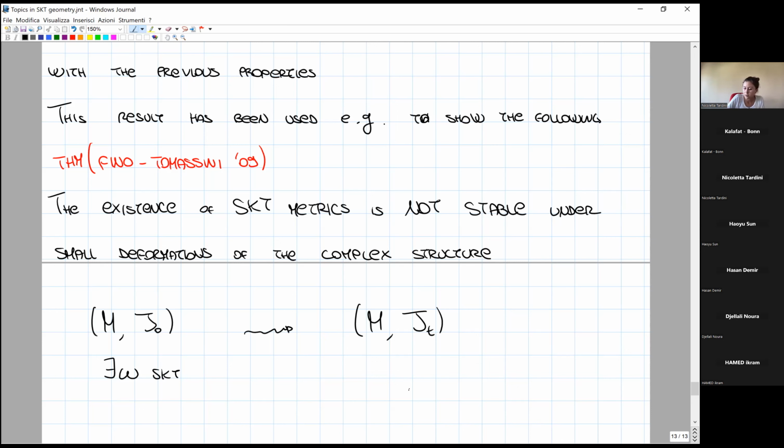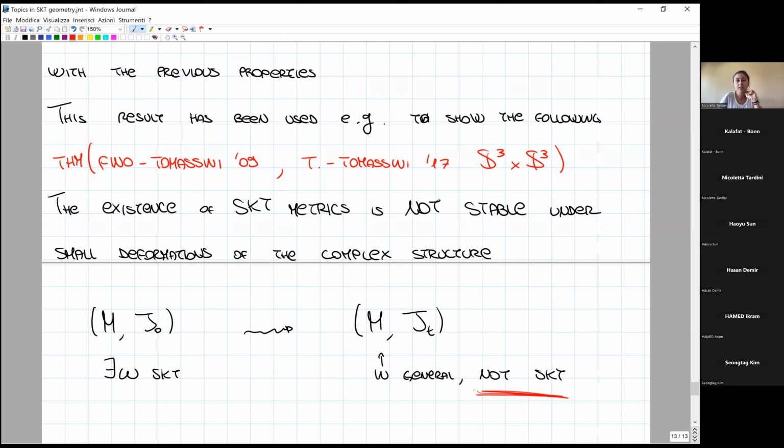So you ask whether these new complex manifolds, because these are new complex manifolds, again admit SKT metrics. You start with something that admits an SKT metric, and then you construct a new complex manifold with the same underlying differentiable structure, and you want to understand whether you have SKT metrics. In general, these manifolds are not SKT. This was shown on specific examples by Fino and Tomassini on the Iwasawa manifold. And similarly with Tomassini, we showed this in 2017 on the example we saw before, S^3 times S^3. We started with the complex manifold we saw before, that is SKT, we constructed a deformation, and we showed that that deformation does not admit any SKT metric.